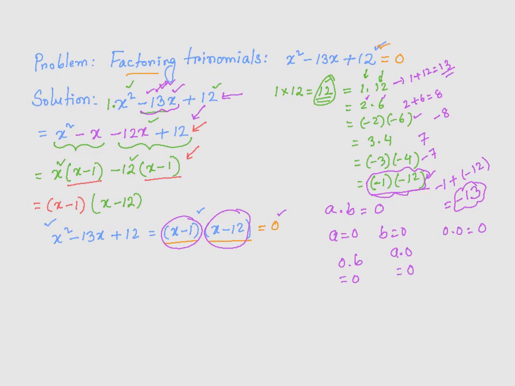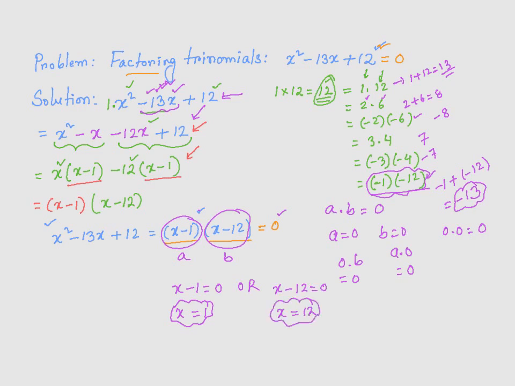What if we don't know which one in our product? In our case, this is my a and this is my b, and I don't know which one is 0. So let's consider one by one. What if x minus 1 is equal to 0? In that case, x is going to be just 1. I add 1 to both sides. What if it's not true? What if the other one is true? x minus 12 is equal to 0. In that case, my x is equal to 12.